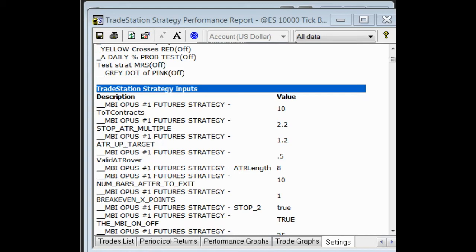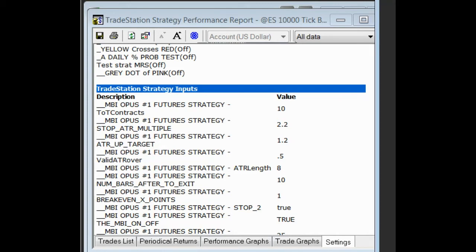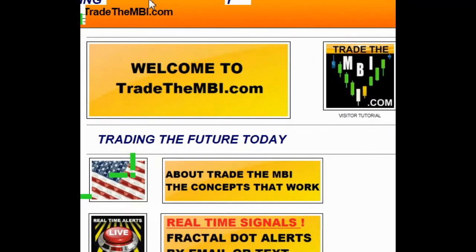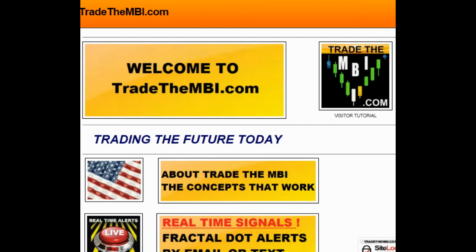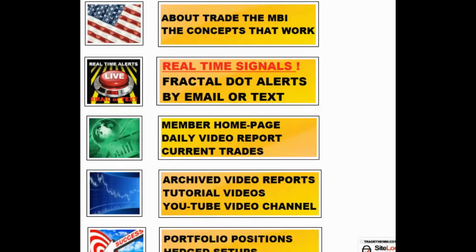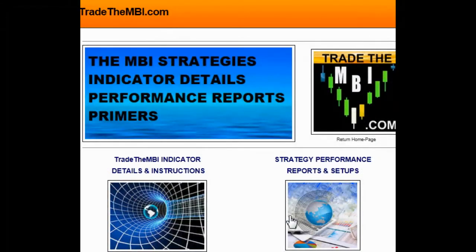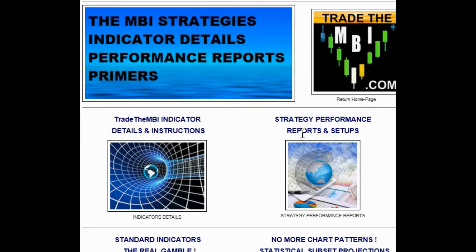And what I need to do is reduce that. Okay, perfect. Shrink down the web page so that we can visually grasp it. Alright, so main website page right here. We would scroll down to MBI Opus Strategies and Indicators. And in this particular case, we would go to the Strategy Performance Setup tab.